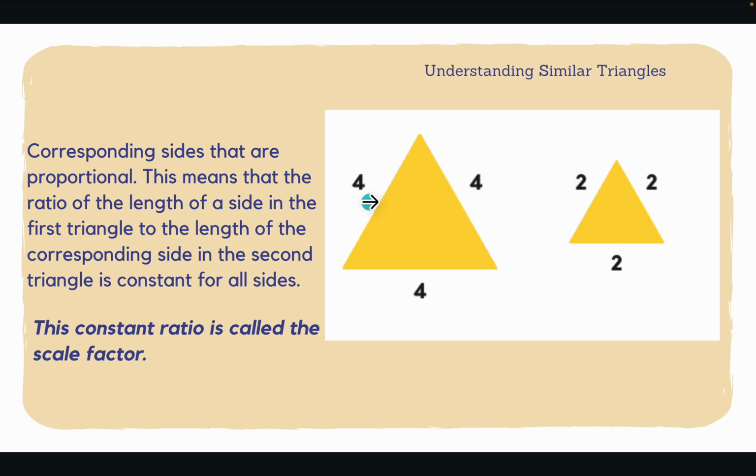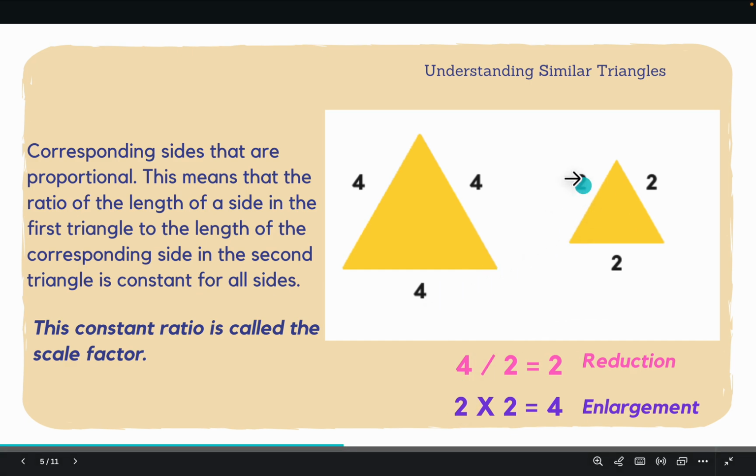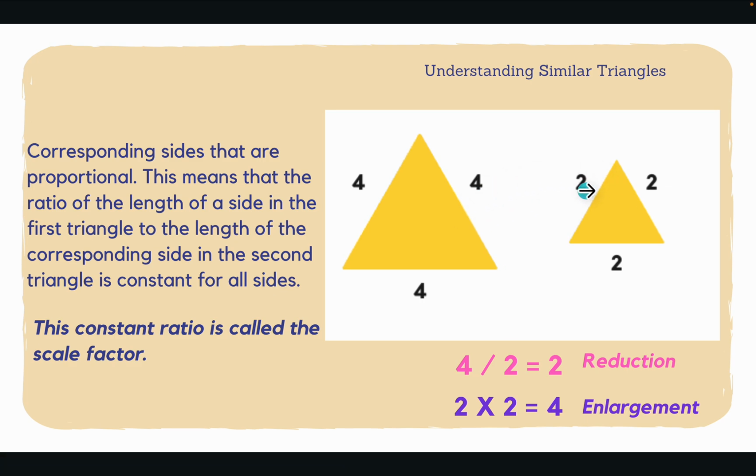Let's look at the scale factor, or this constant ratio between these two similar triangles. There are two different ways to look at it. 4 is reduced to 2 by a difference of 2. That's the ratio. Here you could go the reverse way and see that 2 is enlarged or increased by 2 to get a corresponding length of 4 on the similar triangle.